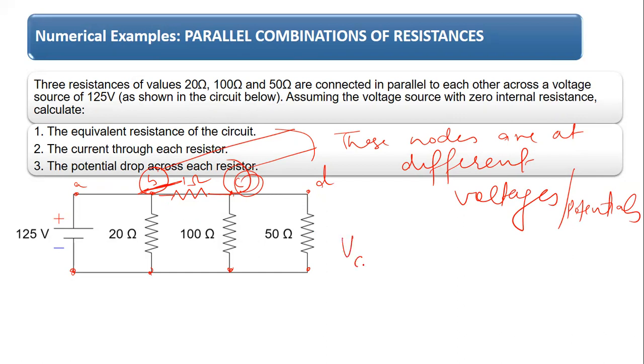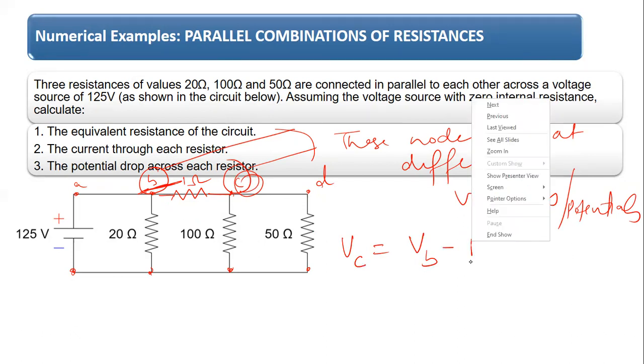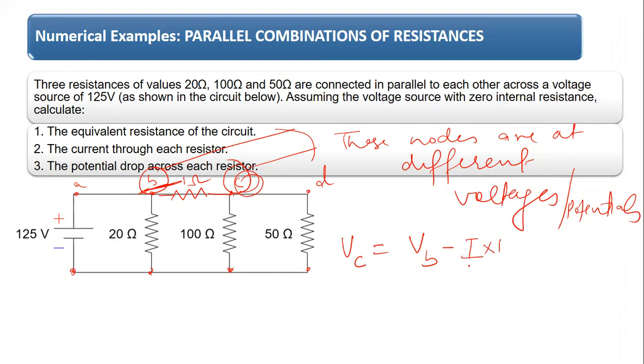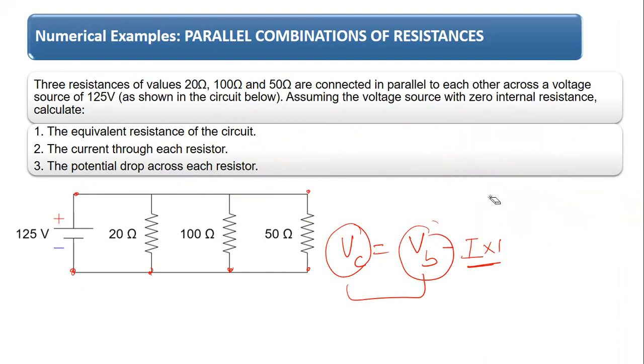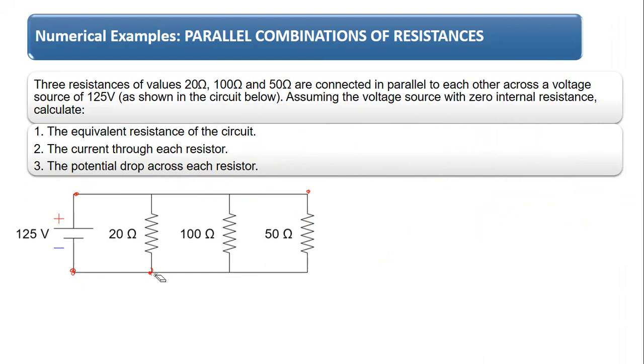So this VC is equal to VB minus the voltage drop I into 1, because 1 ohm is this resistance, and let us say I is the current flowing through this particular branch. So that means these two voltages are different now, and when these two voltages are different, we will say that these two nodes are at different potentials, and these two nodes are not the same nodes, right? So in that case, it is not a pure parallel circuit.